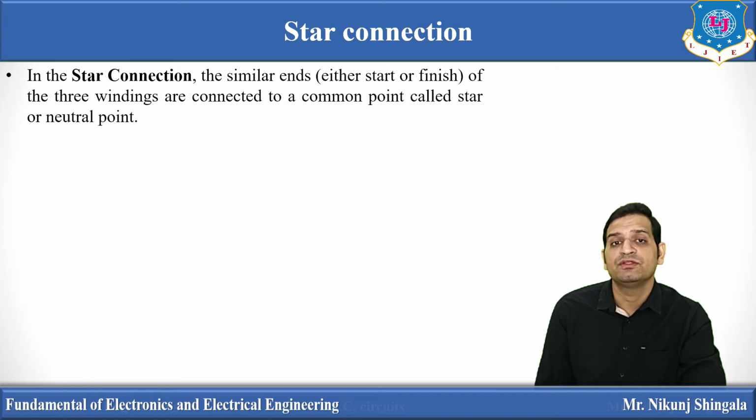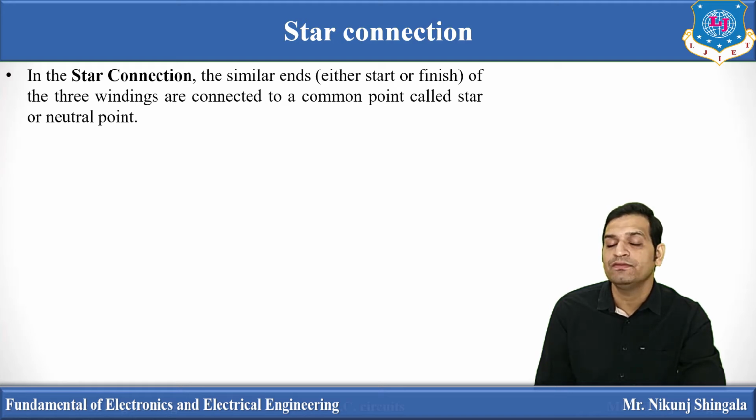So in the star connection, there are three windings, R, Y and B, that we have already discussed. Total six ends will be there, each winding having two ends. So R1, R2, Y1, Y2 and B1, B2 are the three windings. Now similar ends, that is R1, Y1 and B1, or the finish ends, that is R2, Y2 and B2, are connected to a common point, known as the star point or neutral point. So in star connection, similar ends are connected together.